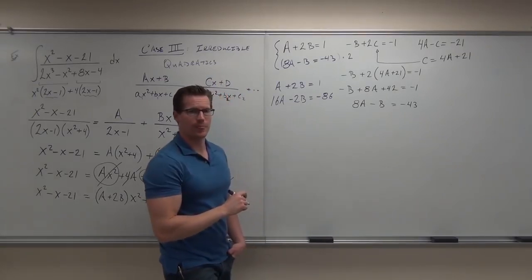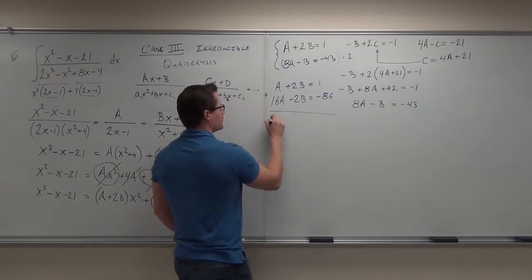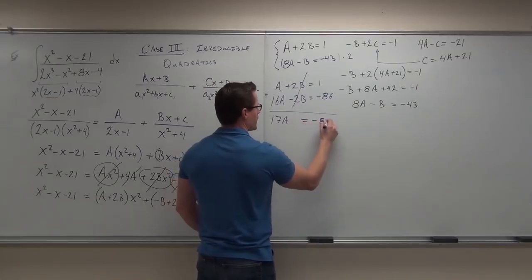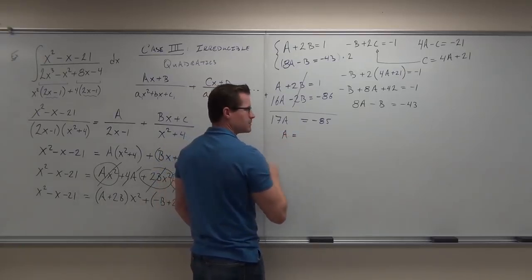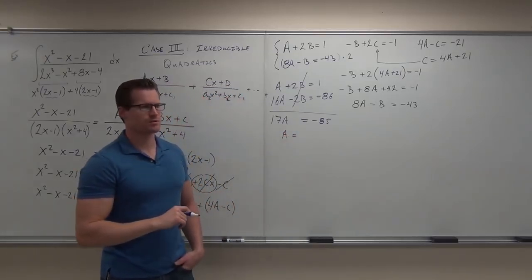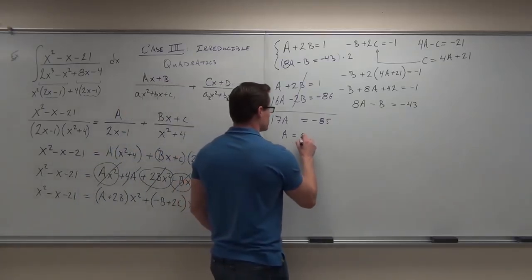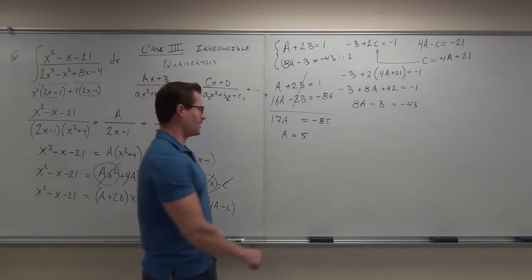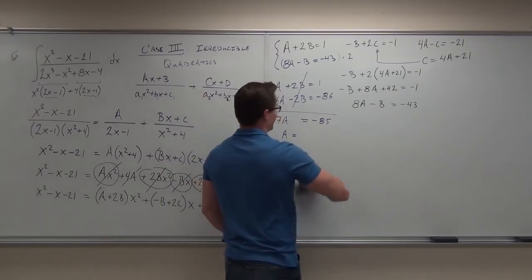Then what do we do? In this case, we add. We get 17a. This is gone. Equals negative 85. Man, this is kind of nice now. Let's solve it. How much is a? Negative 85 over 17. What is it? Negative 5. Does it matter? It doesn't matter, right? I mean, it matters.